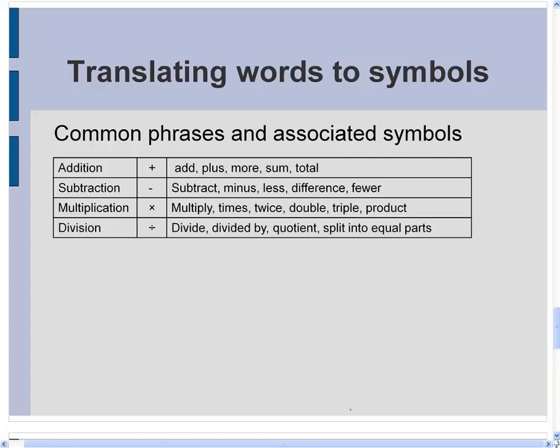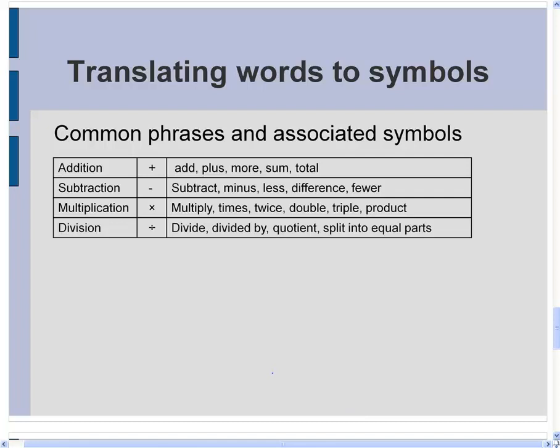One thing that we will need to be able to do in this course and later courses is translate some English words into mathematical statements. Sometimes there are common phrases that we can quickly translate. For example, we understand that the words add, plus, more, sum, and total give us addition, which we use the plus sign for.